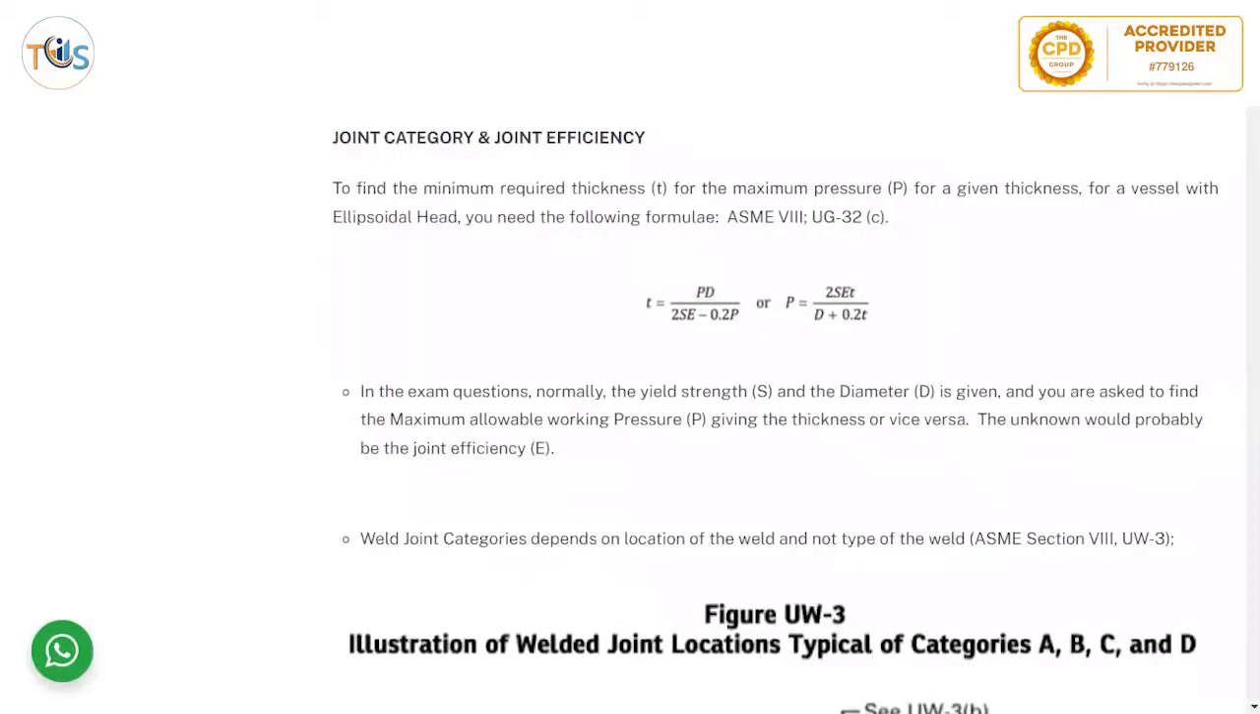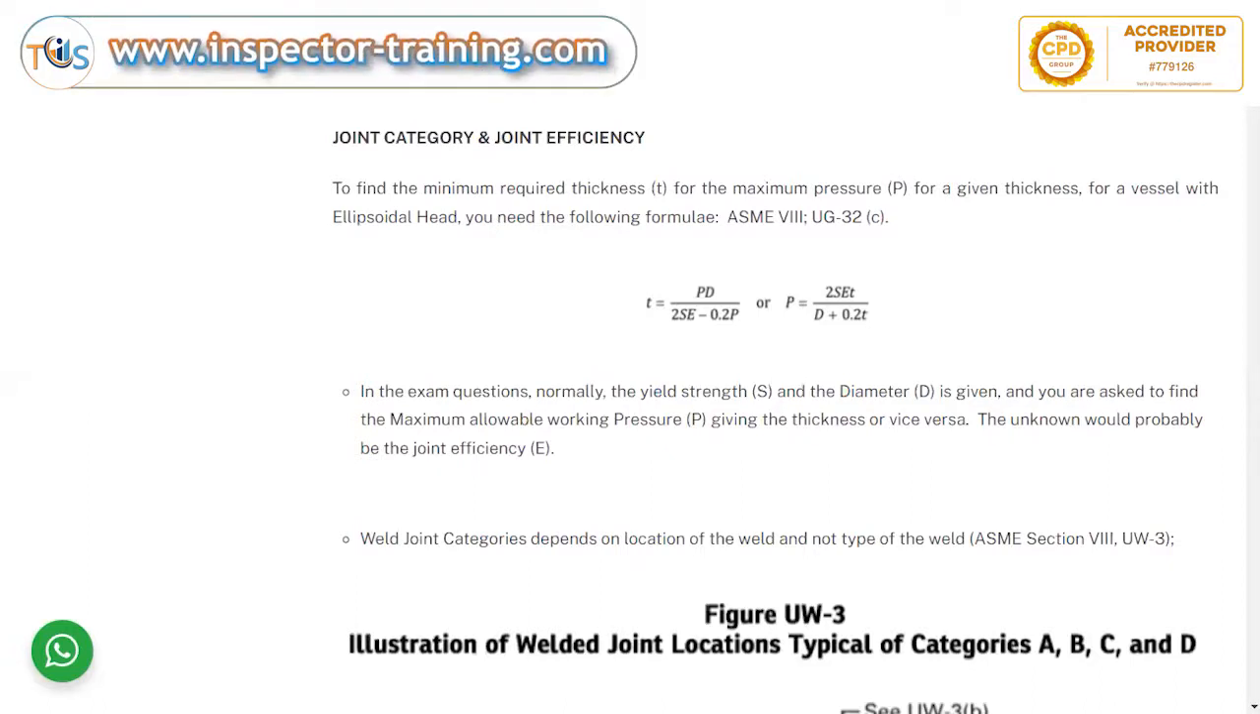Joint category and joint efficiency. To find the minimum required thickness for the maximum pressure, or the maximum allowable working pressure for a given thickness, for a vessel with an ellipsoidal head, you need to go to UG-32(c). As you can see, there are two formulas. One is based on thickness and one is based on pressure. S is the allowable stress, E is the joint efficiency, and D is the diameter of the vessel.